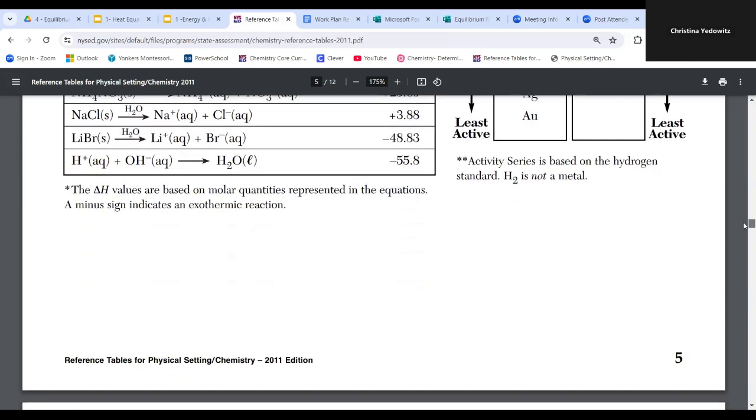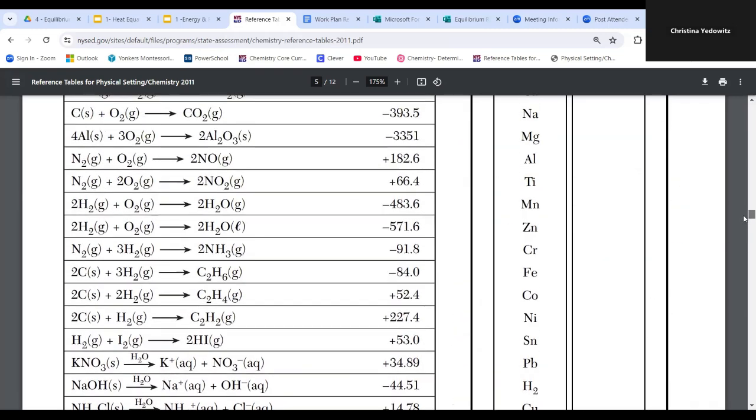So, a couple of little notes down here I want to point out to you for when you're in the middle of a test and you're nervous. First, they tell you right at the bottom of the table that a minus sign indicates that a reaction is exothermic. So you don't actually have to remember it. If the minus signs are exothermic, then the plus signs must be endothermic. Yes, because there are only two categories, endo and exo. The other one is this little asterisk, which says that the delta H values are based on molar quantities represented in the equations. Let's go back to our water equation for a sec so we can talk about what the heck that means.